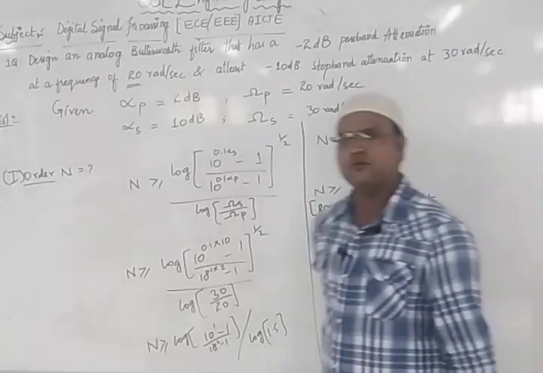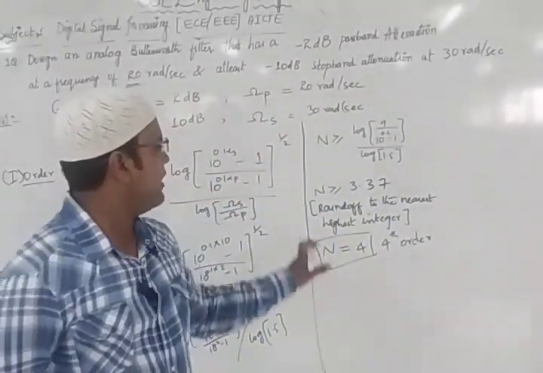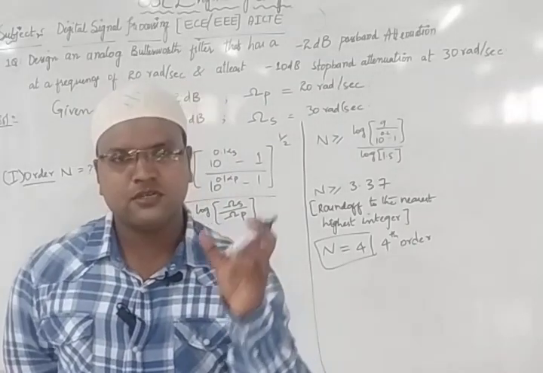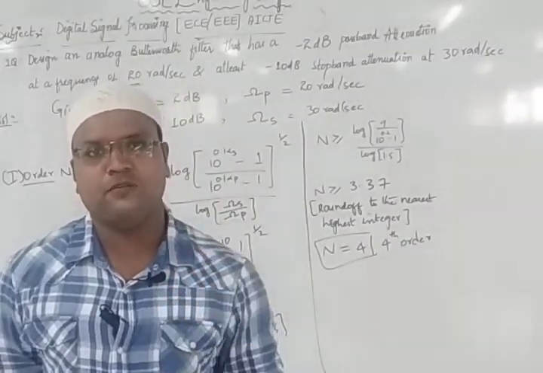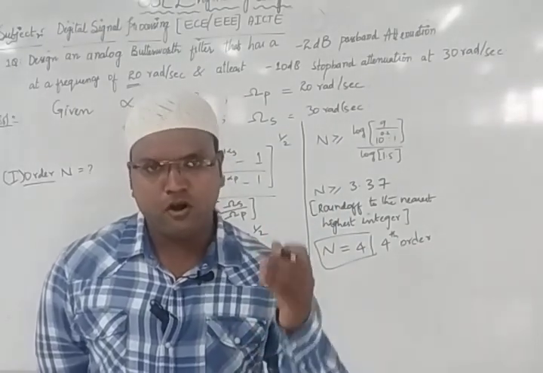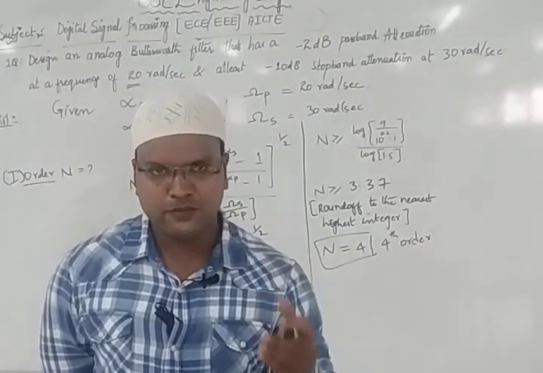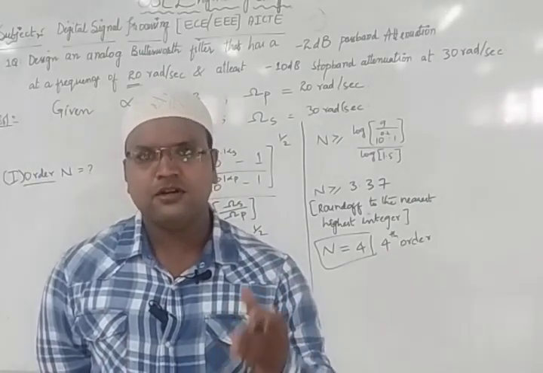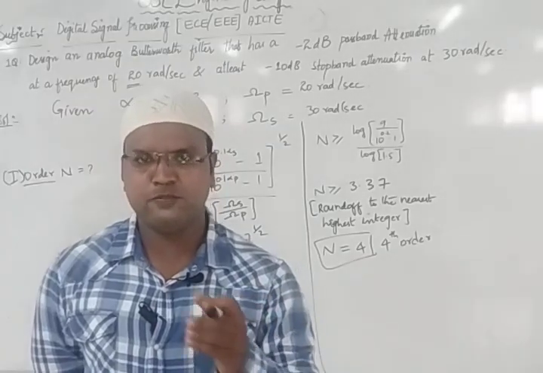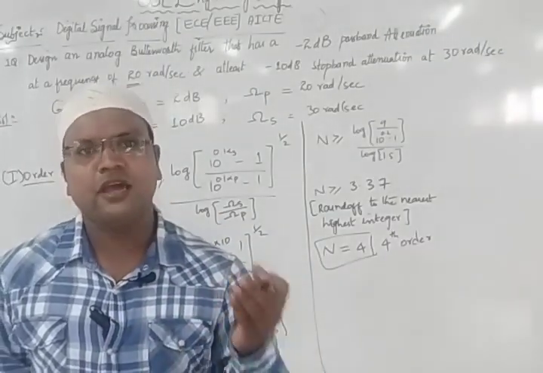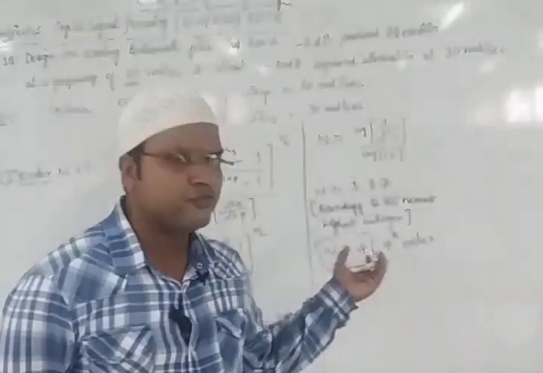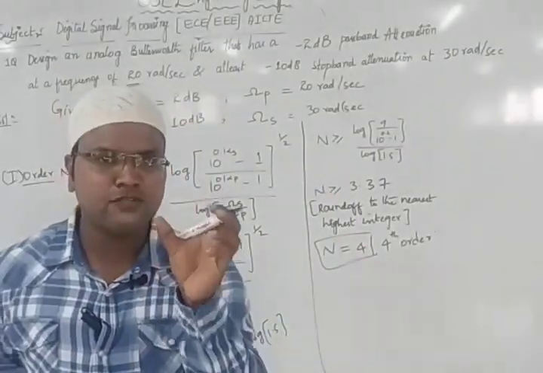What is the next criteria, students? After getting the order, we need to get its transfer function for fourth order. So what is the fourth order transfer function? First, in the denominator, we need to get the polynomial. In the previous class, I explained that for the Butterworth approximation, if n is equals to 1, the denominator should be s plus 1. N is equals to 2, s square plus root 2s plus 1. N is equals to 3, s plus 1 into s square plus root 2s plus 1. Likewise for n is equals to 4, I gave s square plus some constant value.